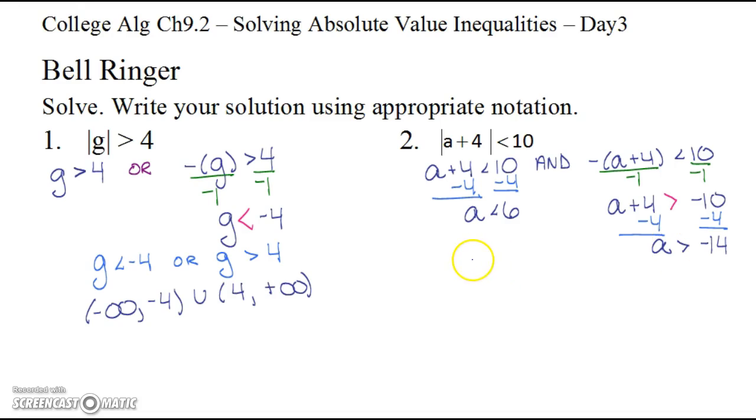In set builder notation, you could write it as a is greater than -14 and a is less than 6, or if you consider flipping this inequality around, you can write it as an extended inequality, which leads straight to interval notation.